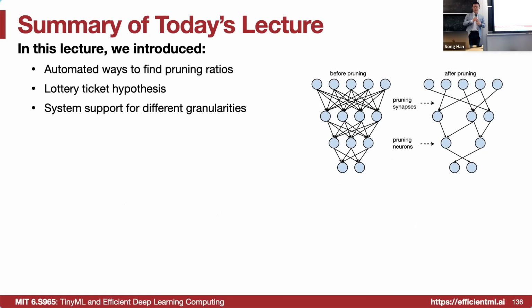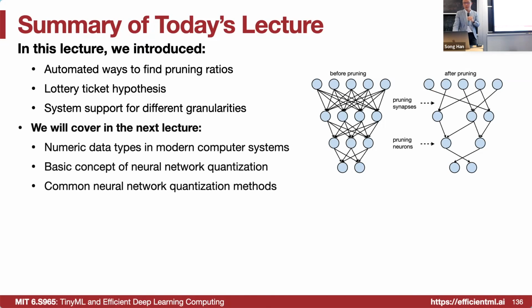All right, so to summarize today's lecture, we learned about automated ways to find the pruning ratio. A very practical method is using sensitivity analysis. And we discussed this fun part, which is the lottery ticket hypothesis. Both of these could be a good direction for your final project, so continue exploring either of these directions. And we also discussed system support for sparsity.